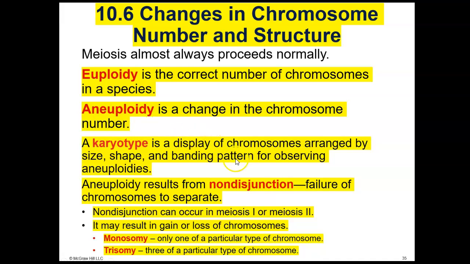Now, aneuploidy, which is a difference in the normal chromosome number, always comes from a process called non-disjunction. This is the failure of the chromosomes to separate when they're supposed to separate, either in anaphase 1 or anaphase 2. That can lead to either monosomy, which is only one of a particular type of chromosome, or trisomy, which is 3. Monosomy means that you're missing one chromosome. Trisomy means that you have an extra chromosome.